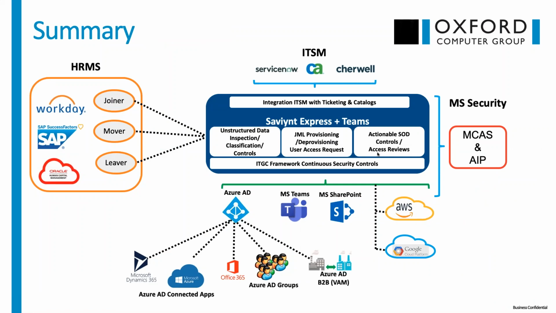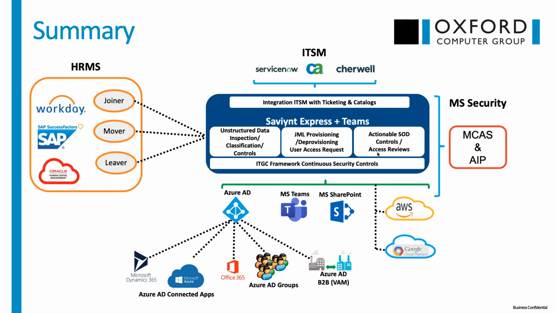So I want to wrap it up by giving a visualization here, and please don't make fun of my artwork. I'm not the best drawer of diagrams, but I did want to lay out that if you think about what Saviynt can bring to the picture, we're not looking to offset or displace the many robust capabilities that exist in Azure AD and specifically in Teams and other Microsoft solutions like MCAS or AIP. We're looking to be a complementary solution.